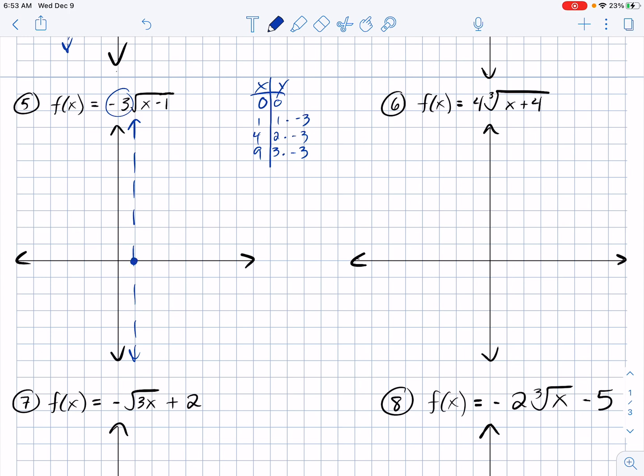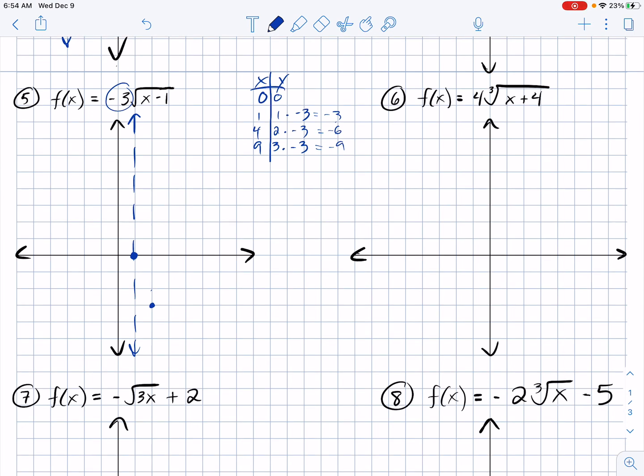So our starting point would be here. 1, -3 here. 4, -6. Sorry. 1, 2, 3, 4, -6 down here. And our graph would look something like this. So you can clearly see it's been stretched vertically, and it's been reflected over the y-axis.